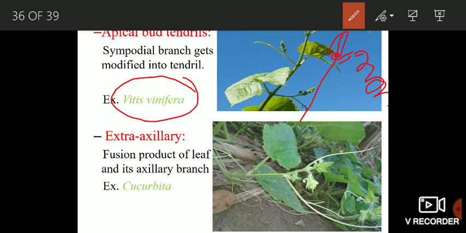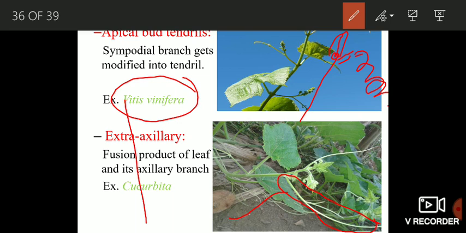Then we have extra axillary tendrils. Extra axillary tendrils are those tendrils which are the fusion product of a leaf and its axillary branch. Here you can see this is the extra axillary tendril of Cucurbita, and it is not simply formed from the axillary bud, but it is a fusion product of an axillary bud and a leaf, or you can say an axillary branch and a leaf.